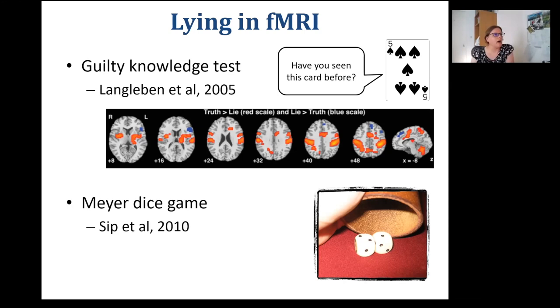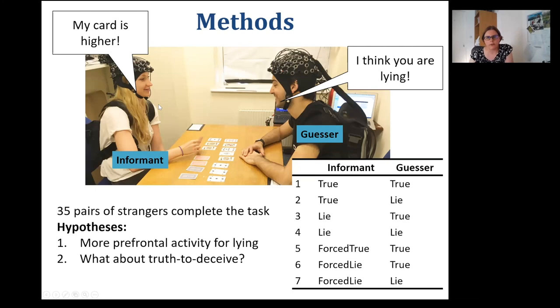So by using fNIRS, we can record from prefrontal cortex of two participants who are face-to-face, playing a card game which allows them to lie or tell the truth. On each round of the game, there'll be an informant and a guesser. The informant will look at their card and can say either mine is higher or lower. And then the guesser has to decide if they're lying or telling the truth. So we've got a nice 2x2 factorial design for the trials where they're actually playing the game. And then some control trials where, for example, if the two cards are the same or they're the highest card or lowest card, we can force people to tell the truth or force them to lie.